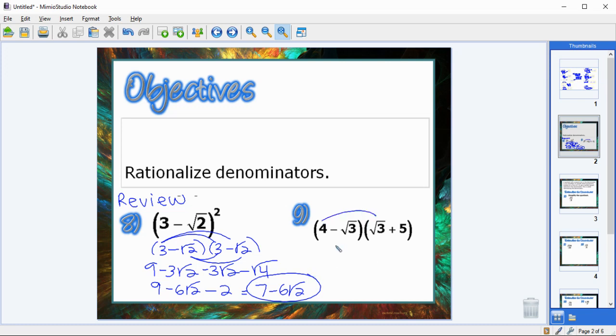For this one, 4 times root 3 is 4 root 3. 4 times 5 is 20. Negative root 3 times negative root 3 is negative root 9. And negative root 3 times 5 is negative 5 root 3. So 4 root 3 plus 20 minus the square root of 9, which is 3, minus 5 root 3. I can combine the negative 5 root 3 and the 4 root 3 to get negative 1 root 3. And I can combine 20 minus 3, which is positive 17.